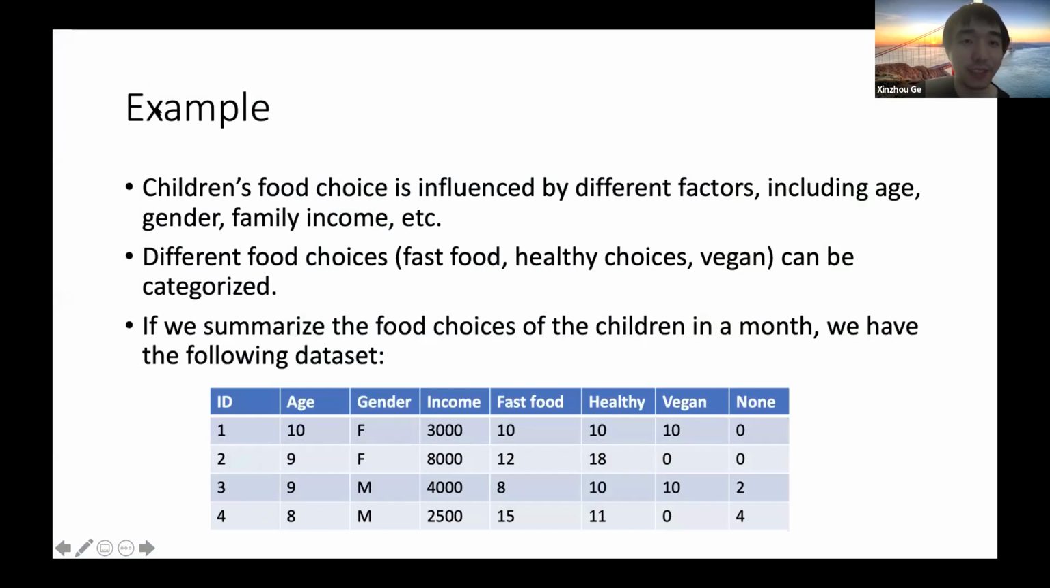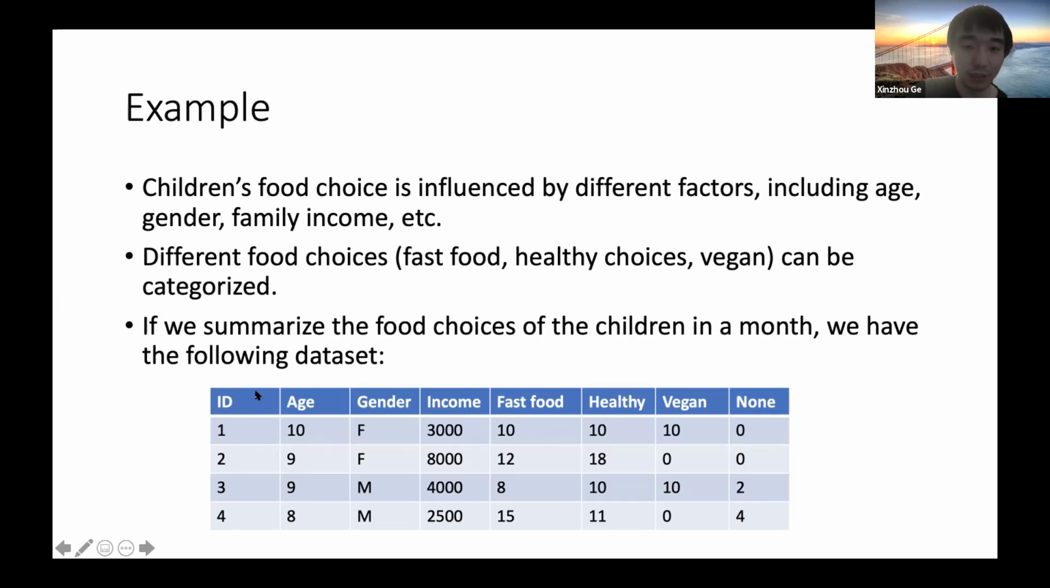So here, the data set is about children's food choice. As we know, children's food choice is influenced by different factors, including age, gender, and family income. And different food choices can be categorized. For example, we can categorize the food into fast food, healthy food, vegan. And if we summarize the food choices of the children within a month, for example, 30 days, then we can have a data set that looks like this.